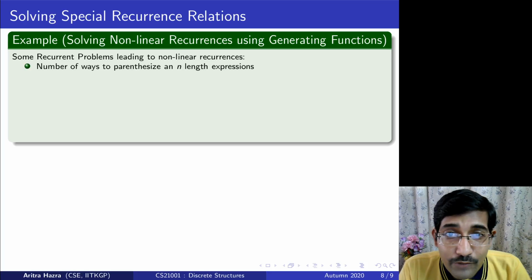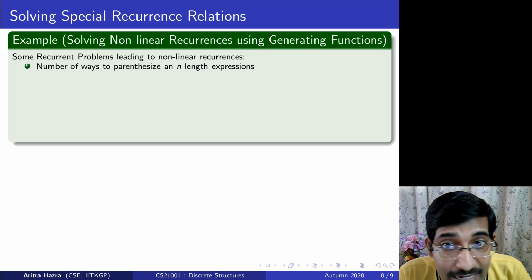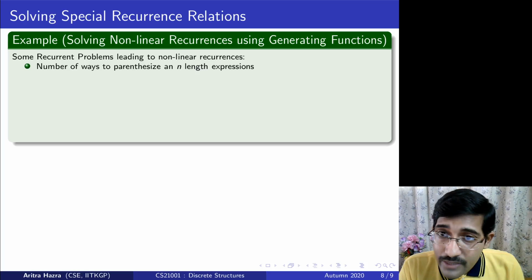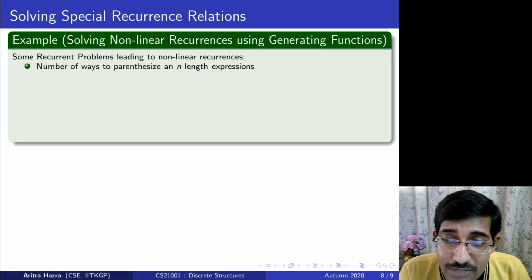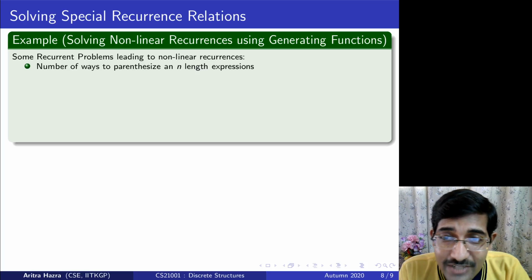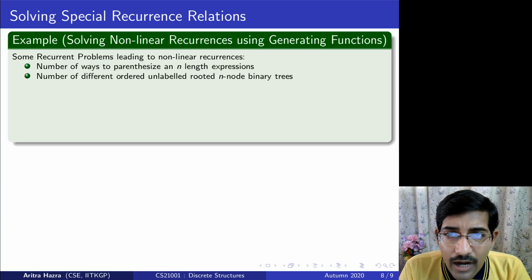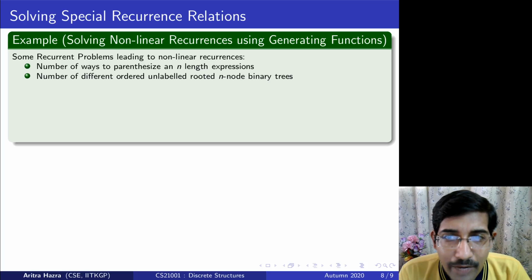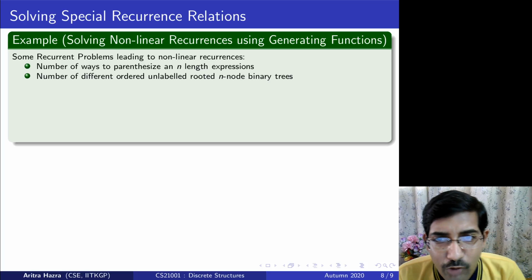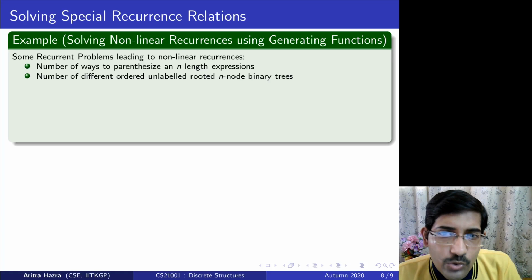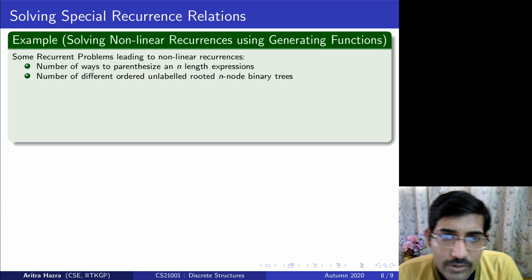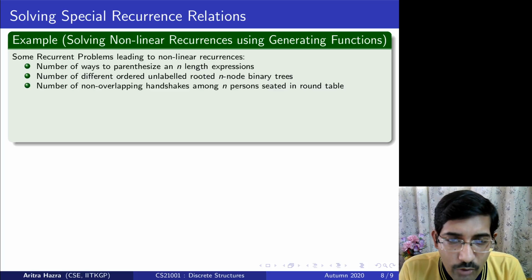Number of ways to parenthesize an n-length expression. We will use one type of parenthesis. How many ways can we do it? All these questions will result in a unique answer, but first let me pose the questions. Number of different ordered, unlabeled, rooted n-node binary trees. So how many ways can you formulate a binary tree which is rooted, unlabeled, ordered? How many ways can you form it?